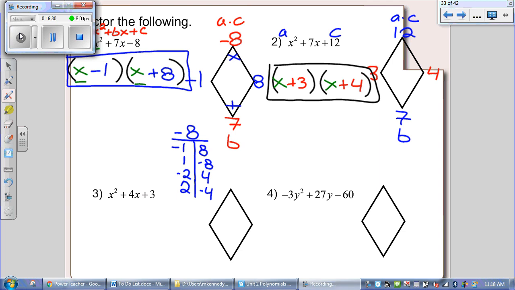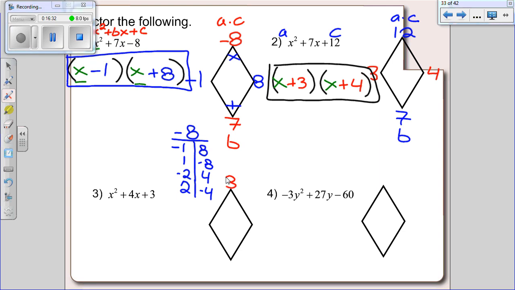I saw a lot of people did really good at that. And then I saw a group of people who were struggling to figure out the sides. 2 numbers that multiply to be 3 and add to be 4. Focus on the multiplication. What are the only things that multiply to be 3? 1 and 3, right? So the sides of the diamond must be 1, 3.